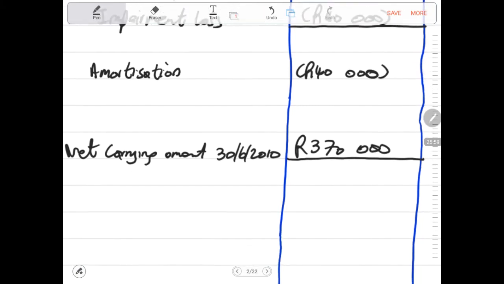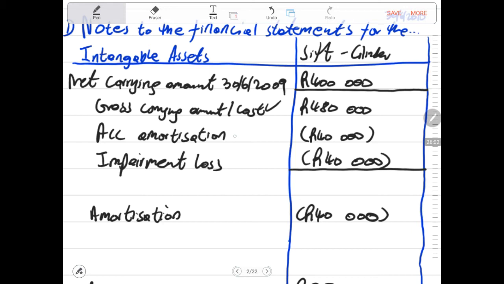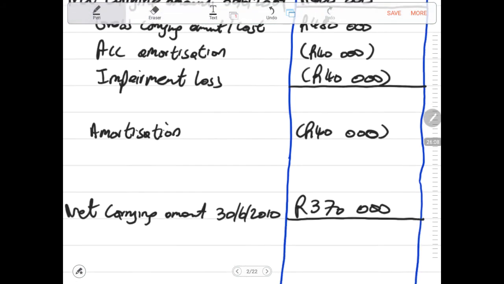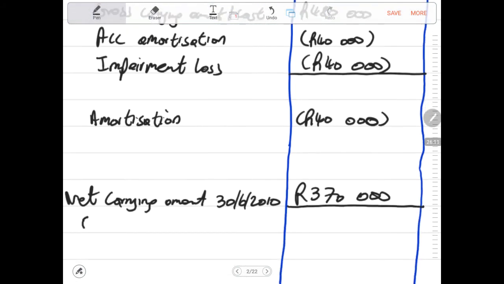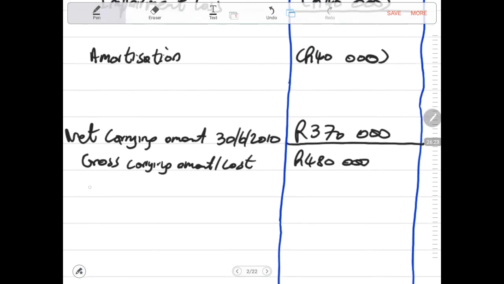370,000 rands. Then, don't forget, the cost must be there, less amortization and impairment if there is still necessity for the impairment. Then we say gross carrying amount. And again, we use the terms net carrying amount and gross carrying amount only when it comes to intangible assets. The cost of the asset does not change, it is still 480,000 rands. Then we need to subtract accumulated amortization. Accumulated amortization will be an amount of 80,000 rands.